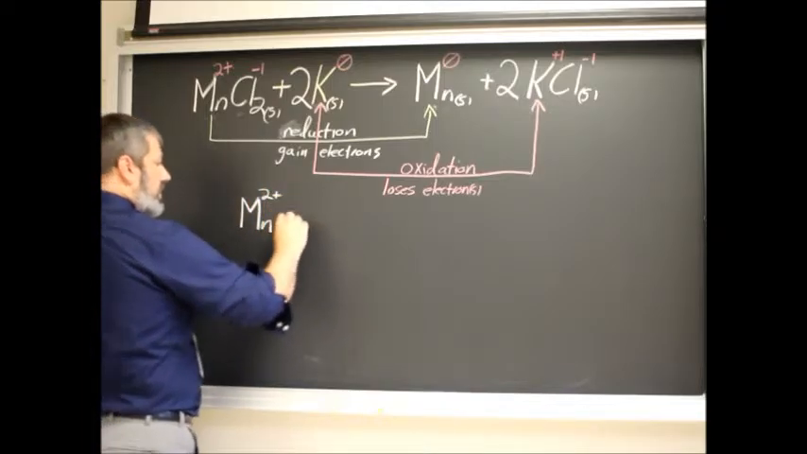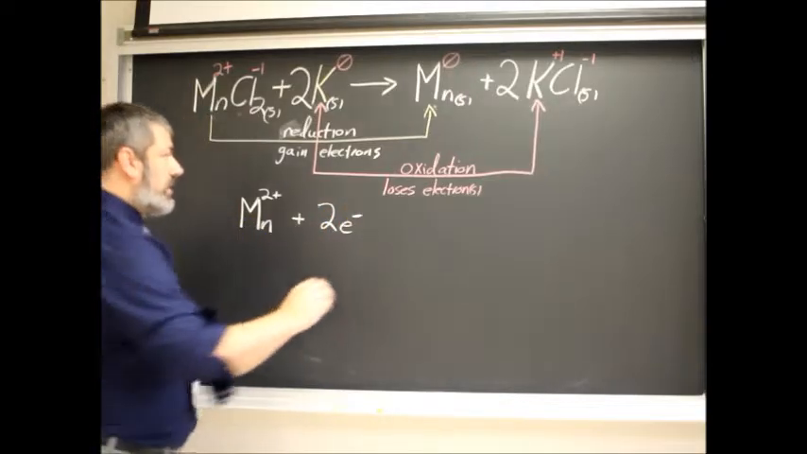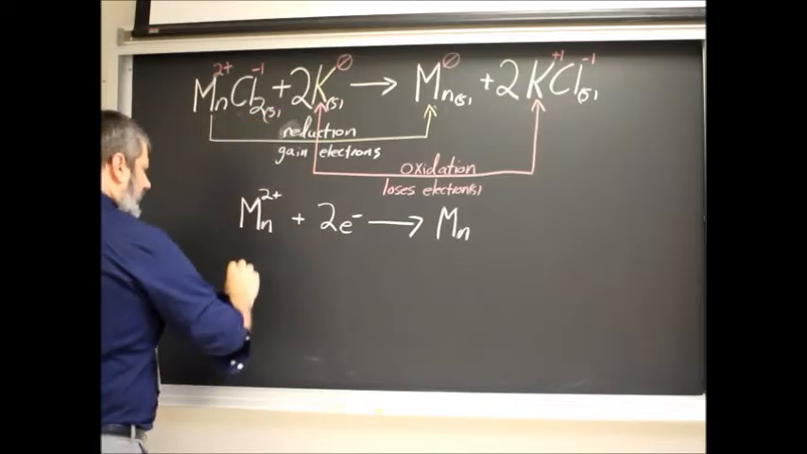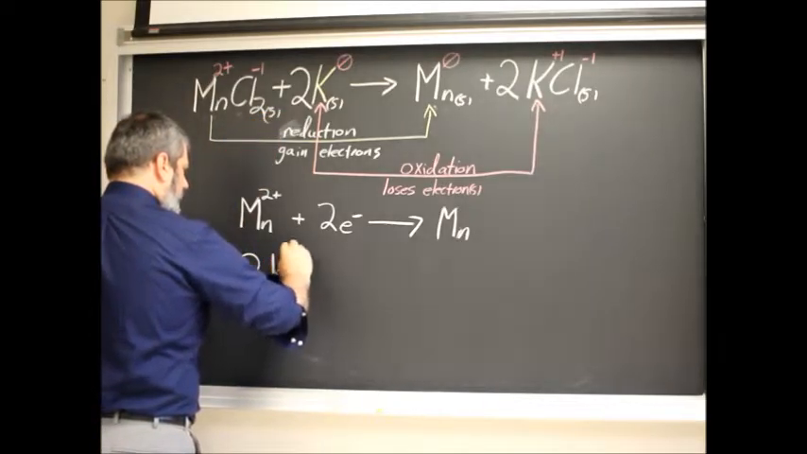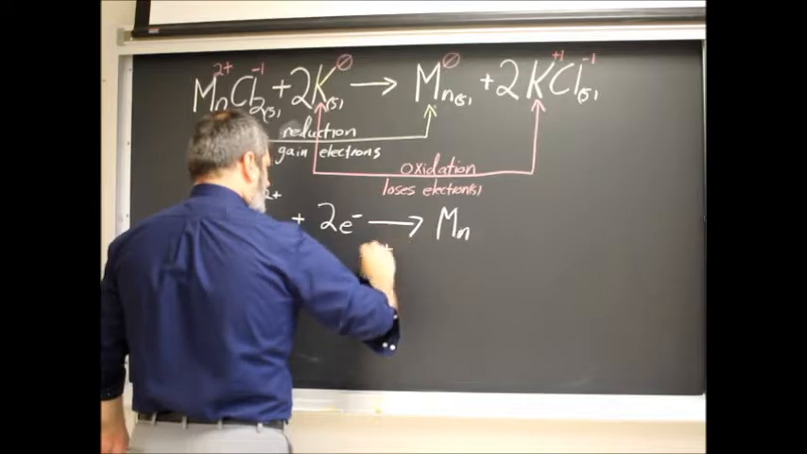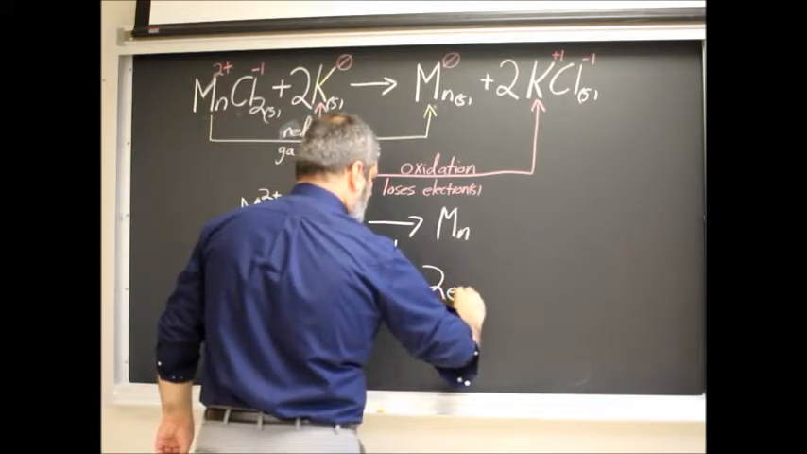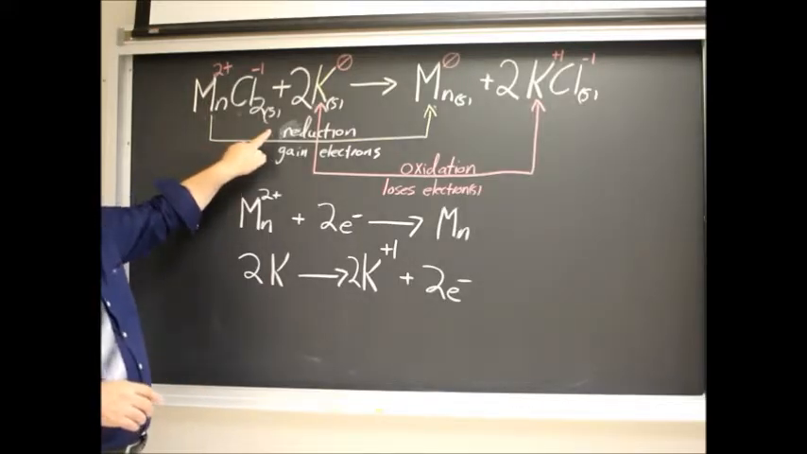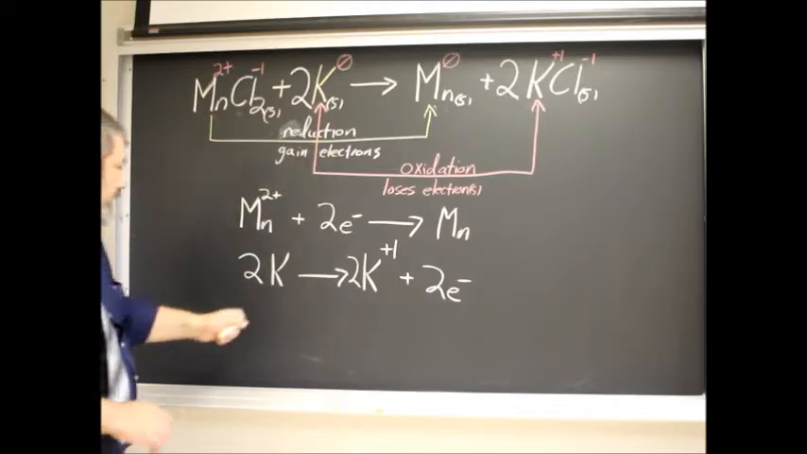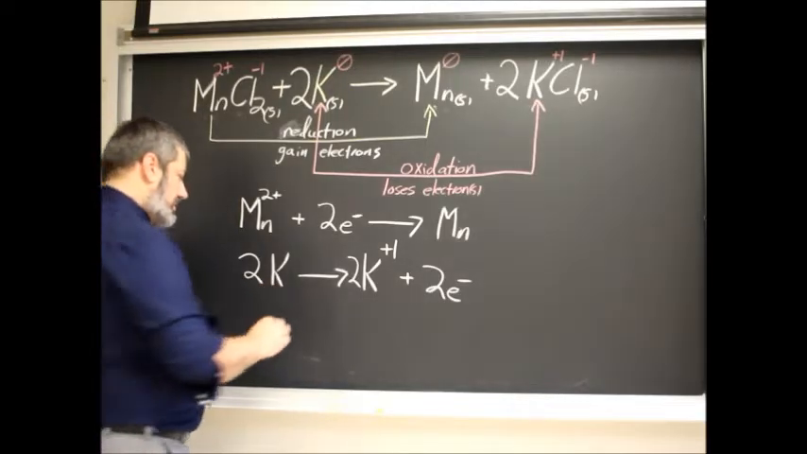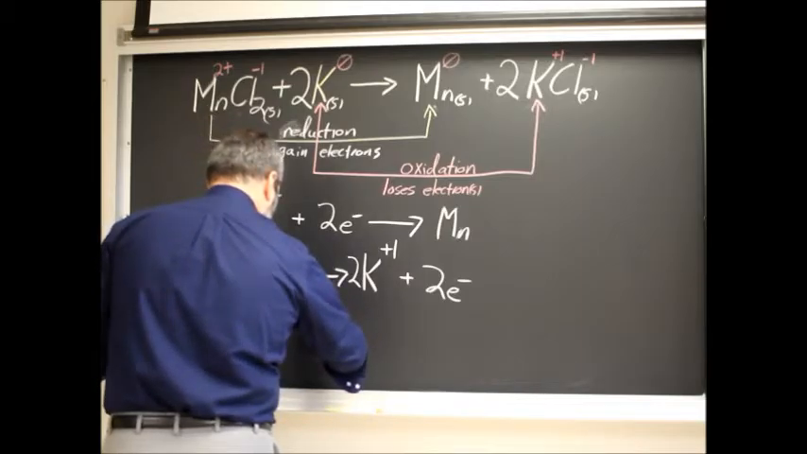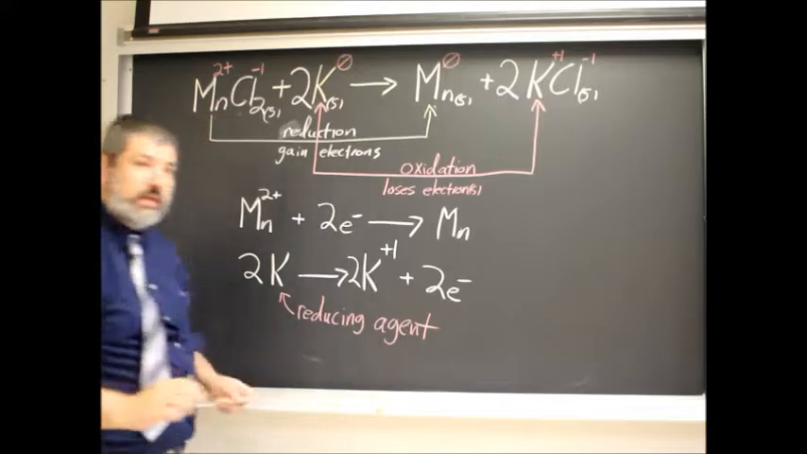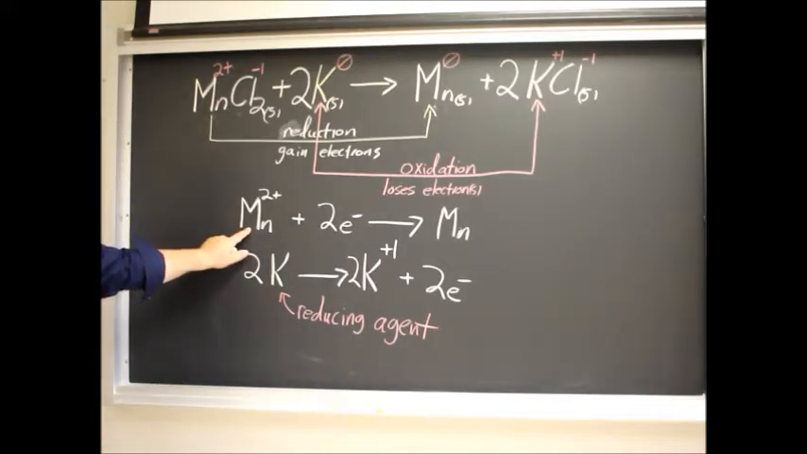the manganese 2 plus would pick up 2 electrons to become elemental manganese. And the potassium, two potassiums, would be losing those 2 electrons, going to potassium plus 1. Another way of stating what I just did here, this is reduction, this is oxidation. I would say potassium is the reducing agent. Manganese 2 plus is the oxidizing agent.